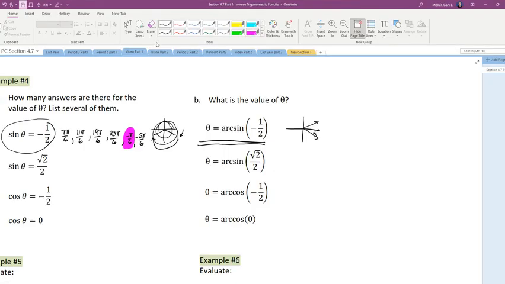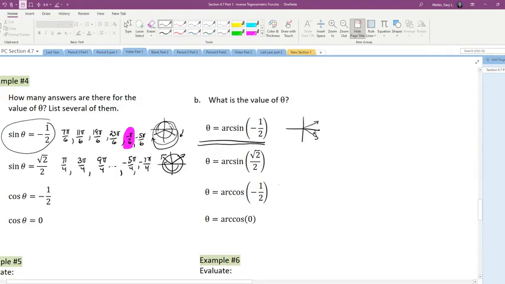And if we do the same thing, sine of theta is root 2 over 2. That's going to be a 45-degree angle. It's going to be in quadrant 1, so that's pi over 4, or quadrant 2, so that's 3 pi over 4. We could wrap around again and get 9 pi over 4, etc. We could go in the negative direction, and we'd have to go all the way around to here. So that's going to be negative, let's see, 3, 4, 5 pi over 4. We could get negative 7 pi over 4.